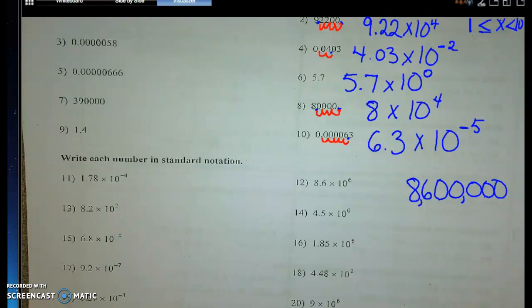Okay, number 14, 4.5 times 10 to the 0. Well, this is the same thing as multiplying it times 1. So that answer is just 4.5.